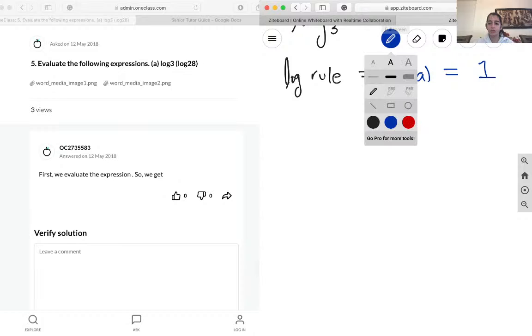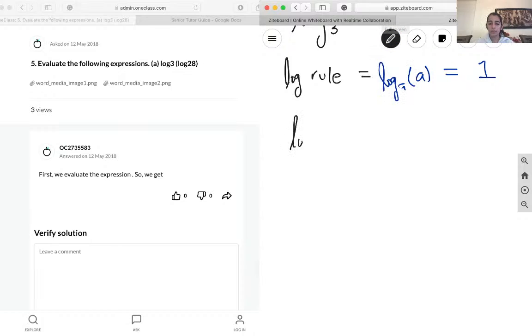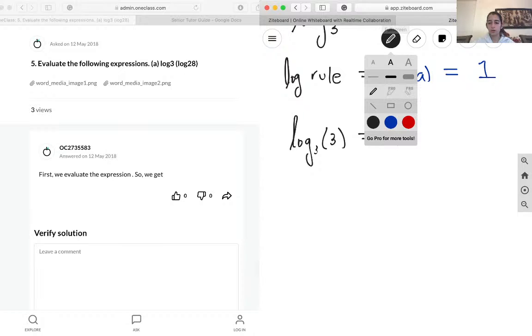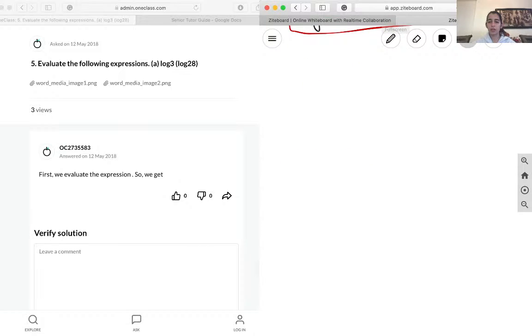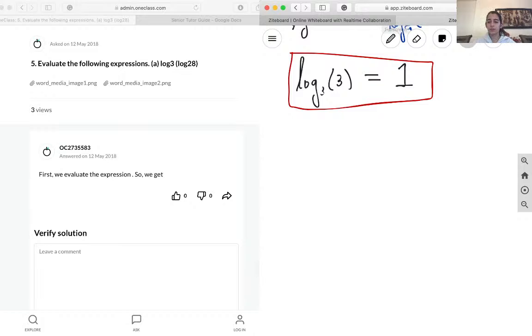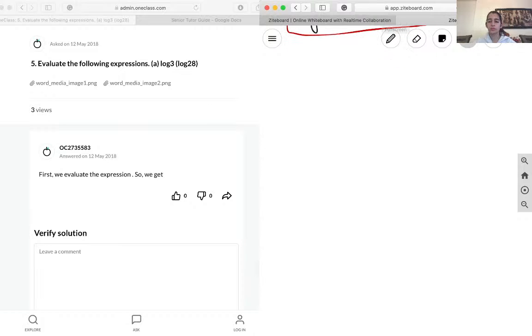We have log 3 of 3, and we know that these two are the same, so that equals 1. I'm just going to box it in. It's always important in tests or anything to box your final answer in so the teacher knows.